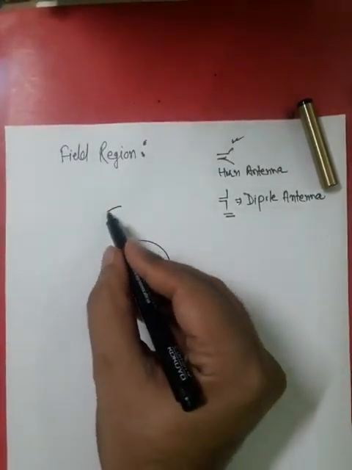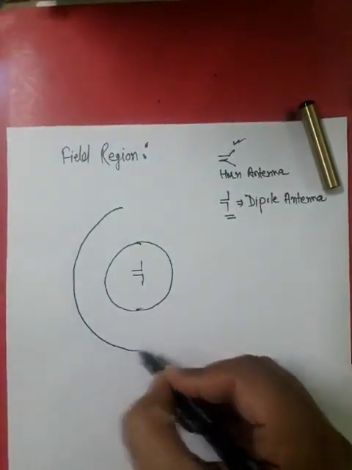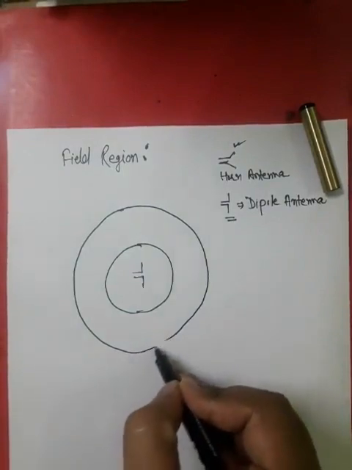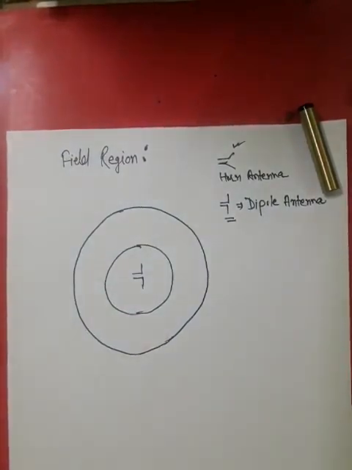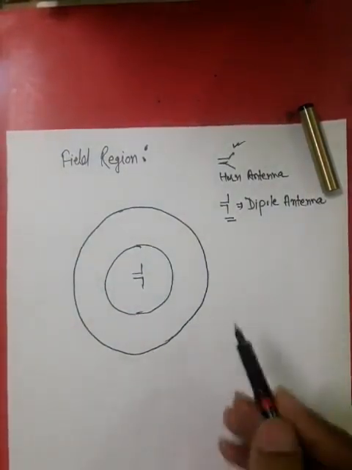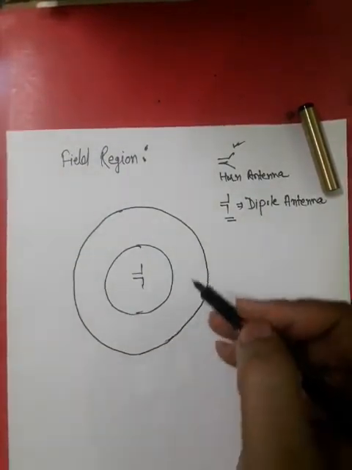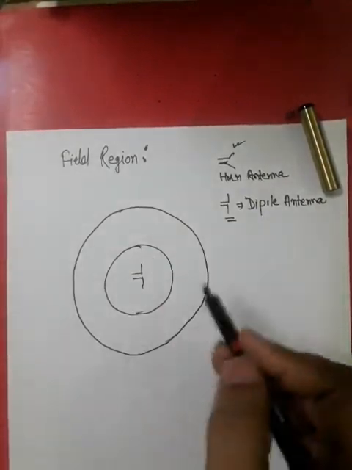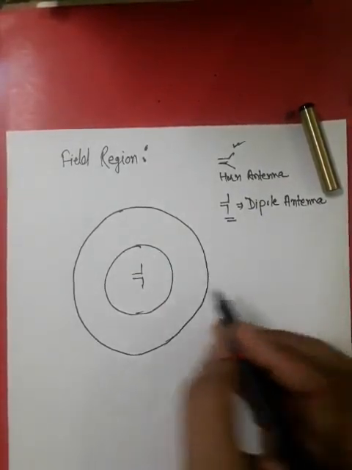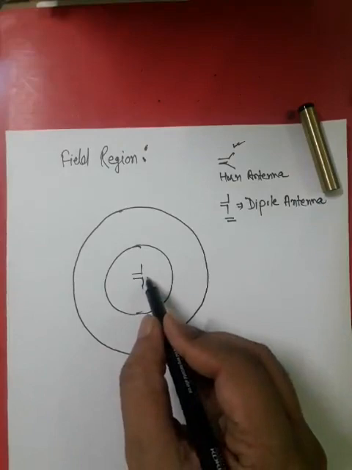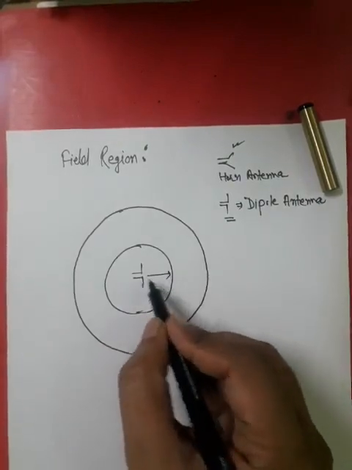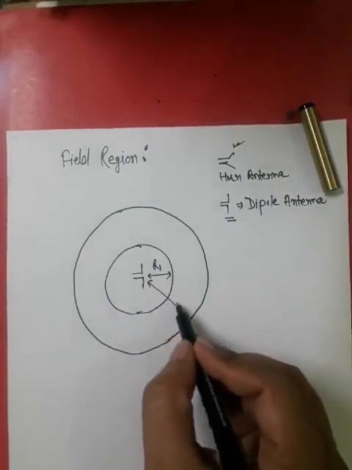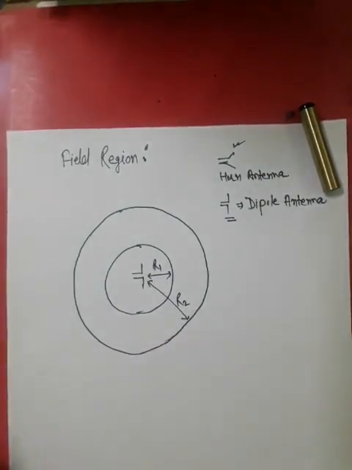First one, this is the second one. These are the circles. These are not looking like circles, some tilted at several points, but consider it as a circle. This distance you may consider R1, this distance you may consider R2.